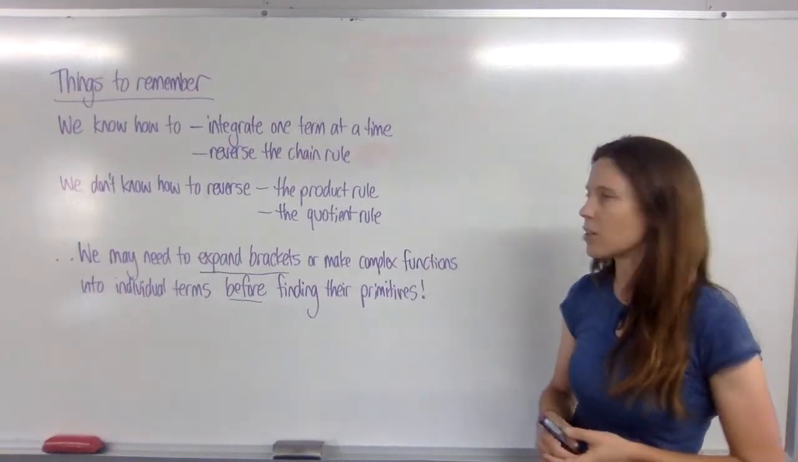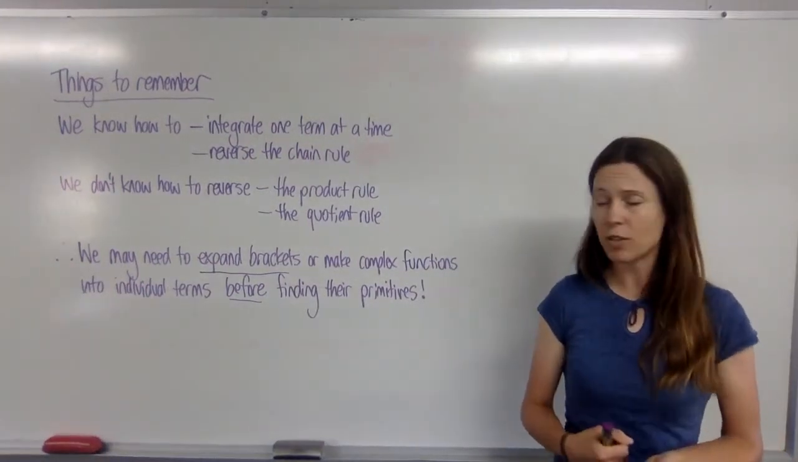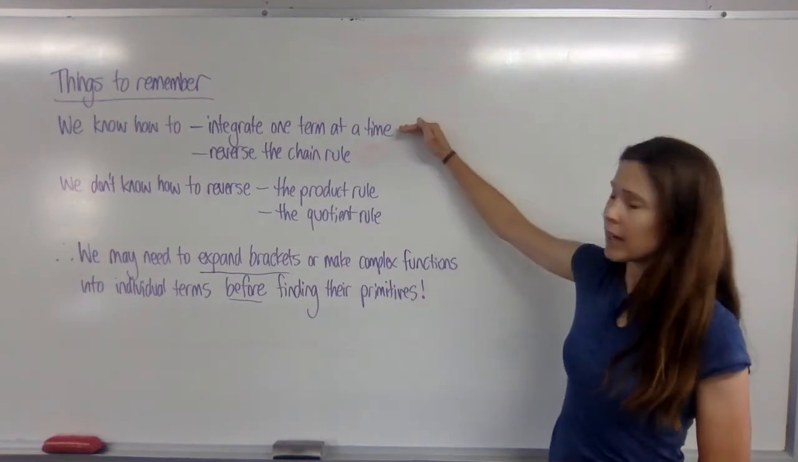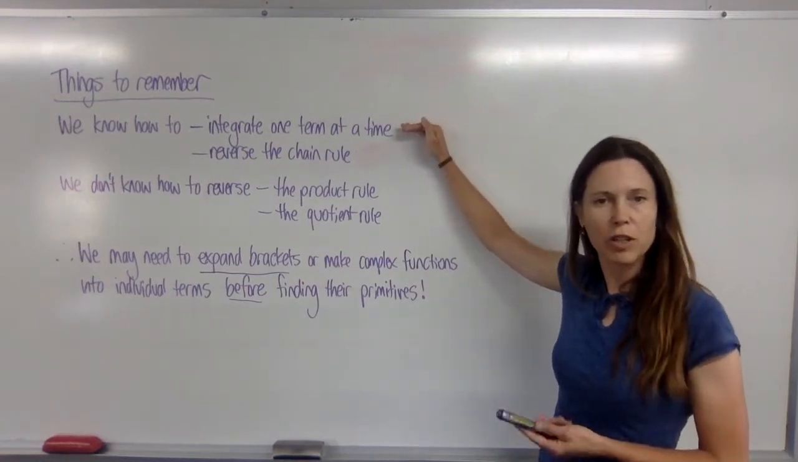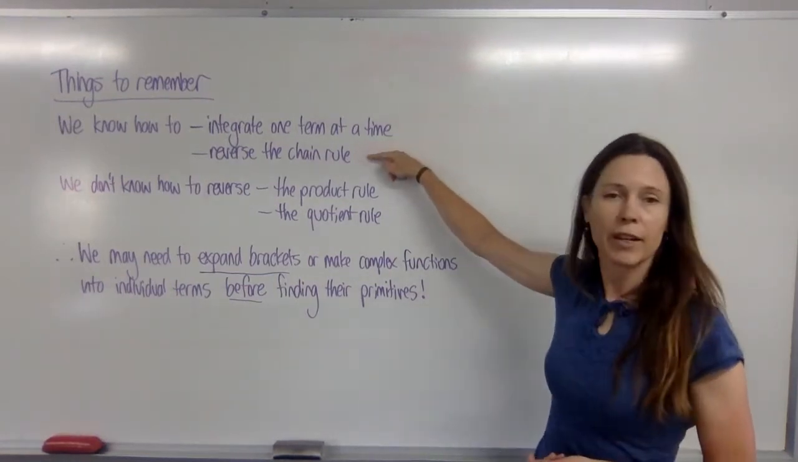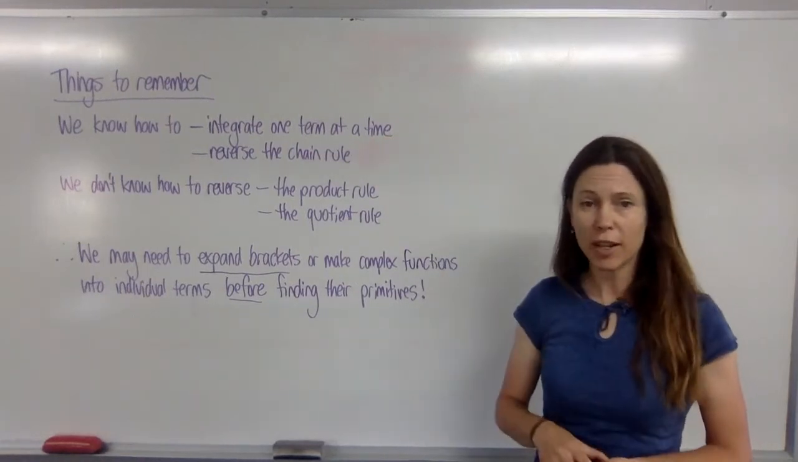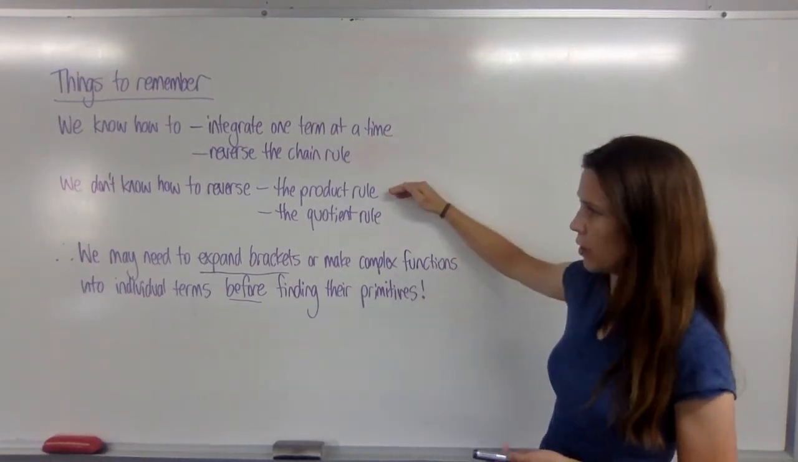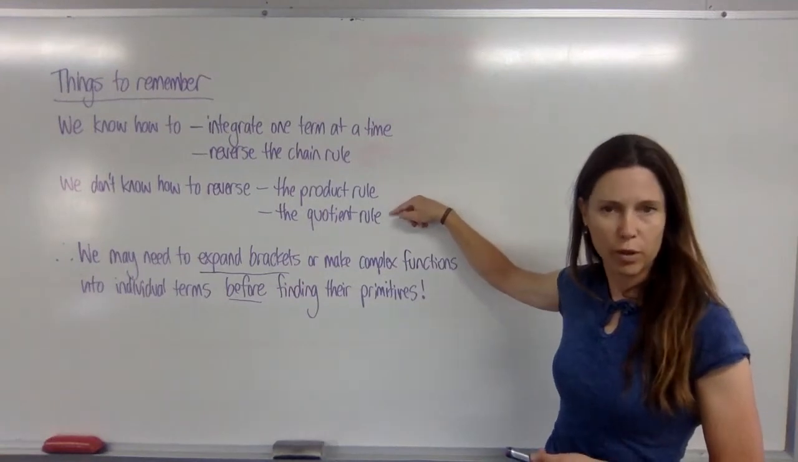Now, some important things to note when you're evaluating the definite integral. You already know how to integrate a function one term at a time, so you can go ahead and do that. We've also learned how to find the primitive by reversing the chain rule, but we don't yet know how to reverse the product rule or the quotient rule.